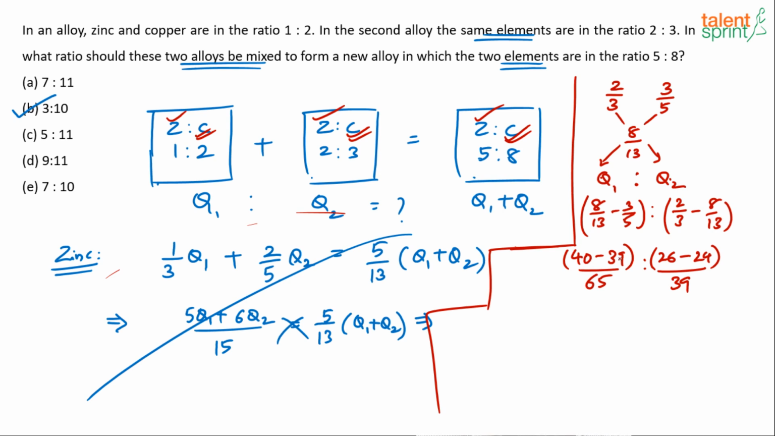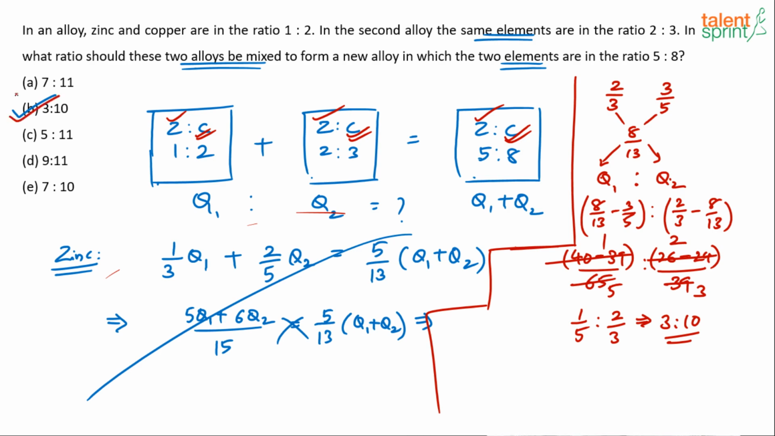Now simplified, what happens? 40 minus 39 is 1. 26 minus 24 is 2. So 1 by 65 is to 2 by 39. Again, both of these cancel out with 13, right? 13 into 5, 13 into 3. So the ratio is 1 by 5 is to 2 by 3. Again, cross multiply, what do we get? 3 into 1, 3. 2 into 5, 10. 3 is to 10. That's the answer.